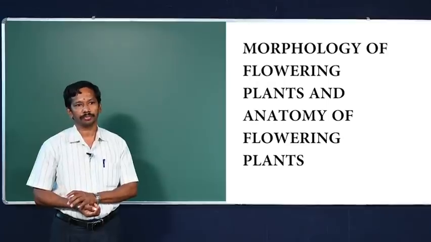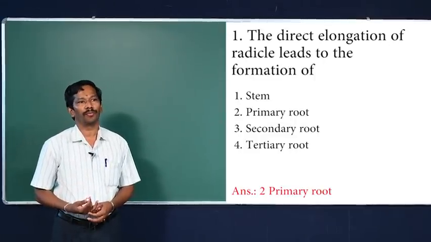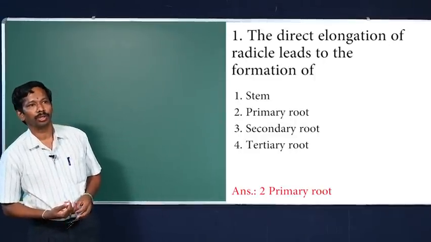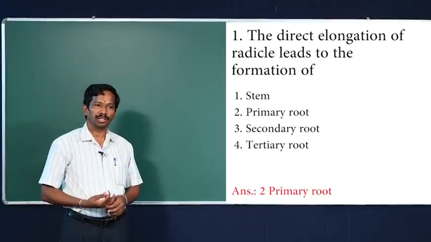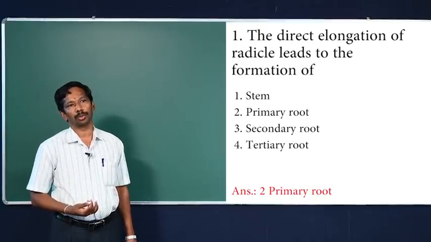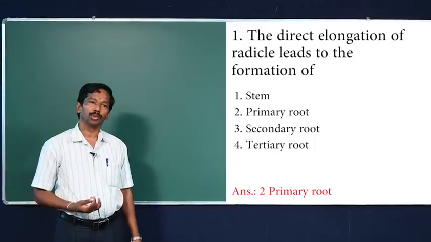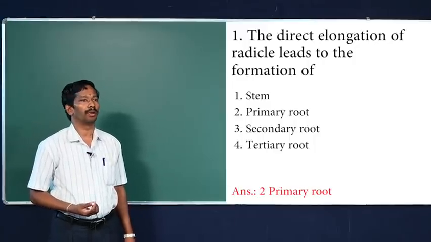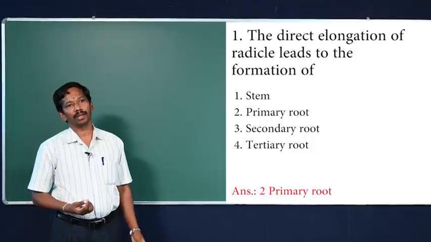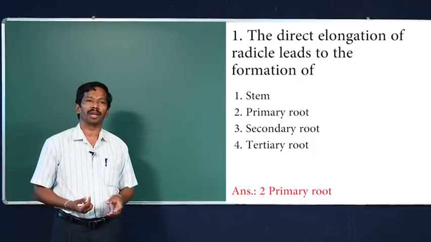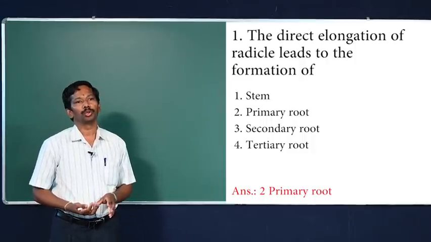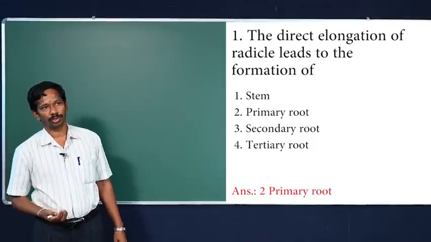many questions. Radical leads to the formation of, the options are stem, primary root, secondary root and tertiary root. The answer is primary root because radical develops into primary root and the plumule develops into shoot system, and secondary roots, tertiary roots are developing from branches of primary root and so on. So answer is 2 for question number 1.